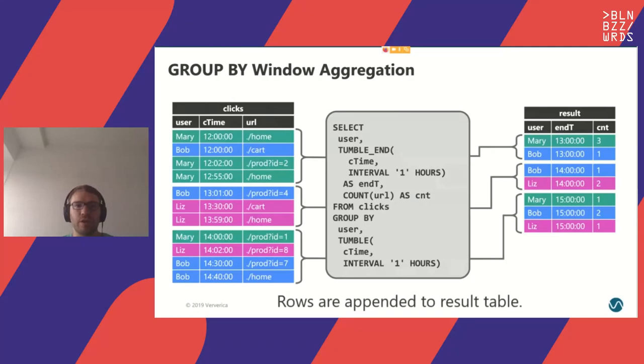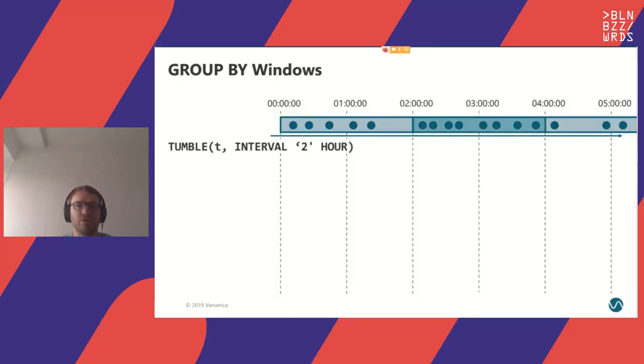There is not only the tumble function that you can use to group data on. There are also two other functions. Tumble basically looks like this. If you have a tumble function where T is a time attribute with an interval of 2 hours, it will slice time into non-overlapping windows of 2 hours.